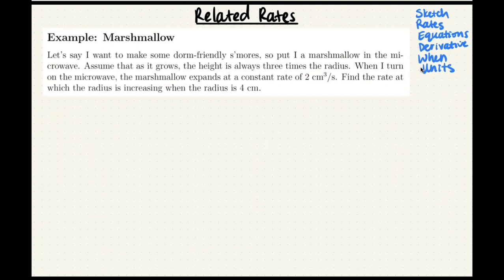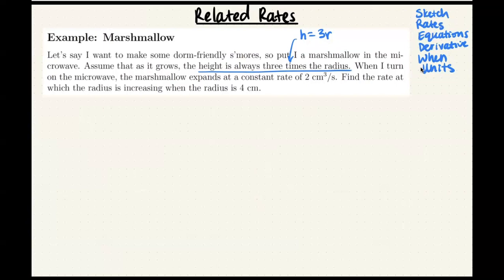So we're going to put our marshmallow in a microwave and we're going to assume that as it grows, the height is always 3 times the radius. That's going to give us some information, so maybe we'll write that down. Let's say the height is always 3 times the radius. In these types of problems, they might give you clues like that. Whenever you see a clue that's a strange fact that's not always true, but in this problem it is, it's good to write down what that means because you might need it later, and you probably will, because there's a reason that they told you this relationship.